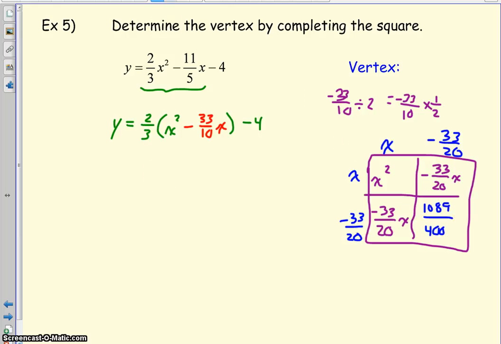So what this tells me now is if I'm trying to complete the square, I have x squared minus 33 over 10x. So I need to add and subtract 1089 over 400. So add that in to create my perfect square. Just to make sure I don't do anything illegal, I have to balance this out by subtracting it as well.